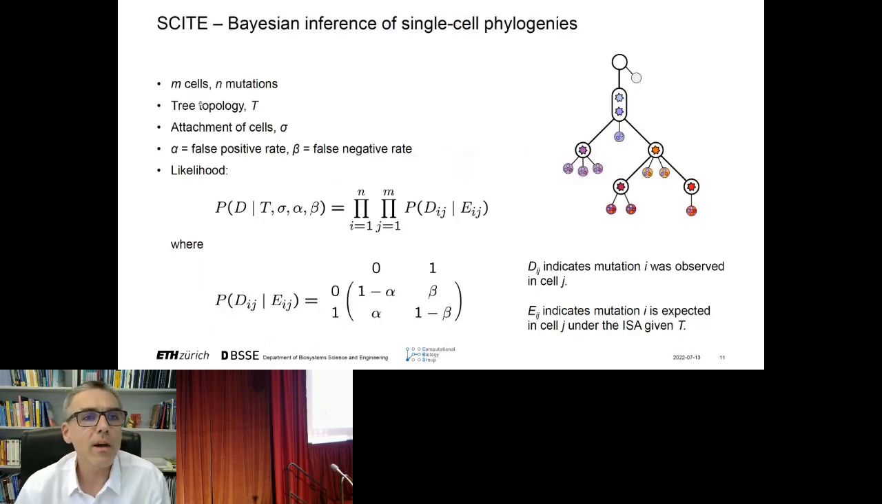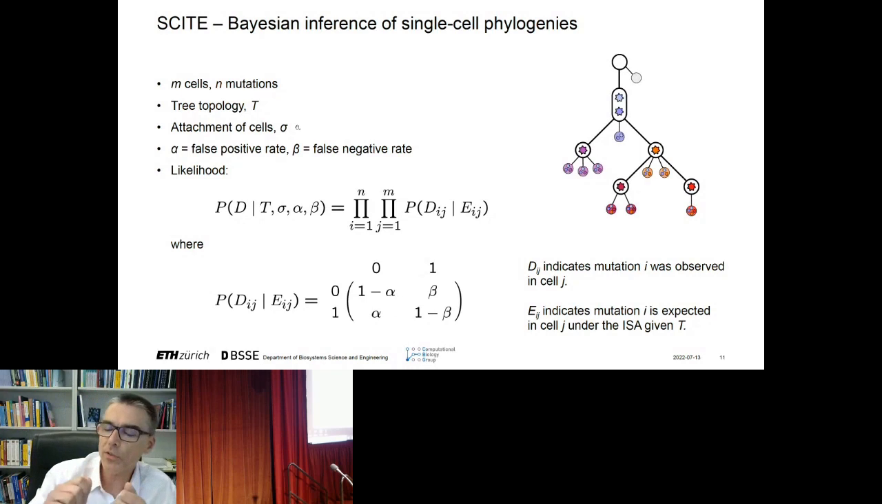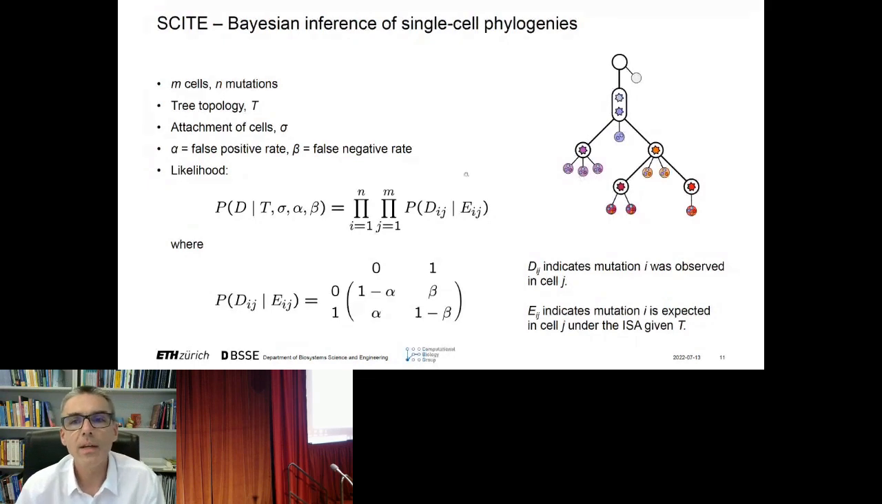So assuming you have M cells and N mutations, the tree topology is denoted by T, and sigma is a vector that tells us for each cell where it is attached to the mutation tree, as shown here on the right-hand side again. Now, the basic model that's shown here is in a way the simplest model one can use. It has only two additional parameters, namely the false positive rate and the false negative rate of the observed binary matrix of the observed data.